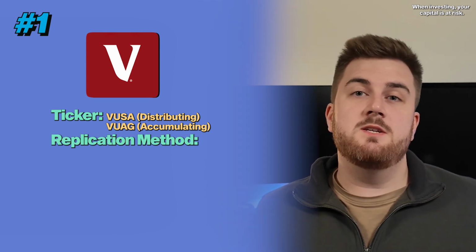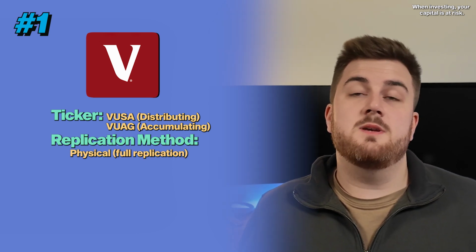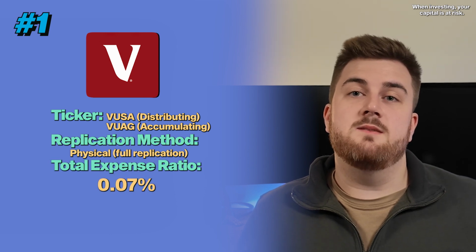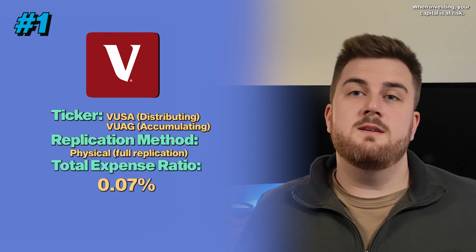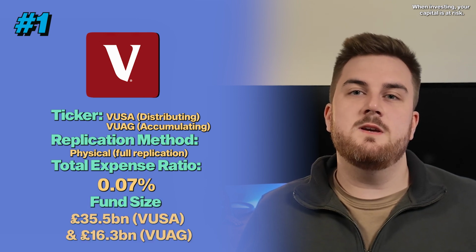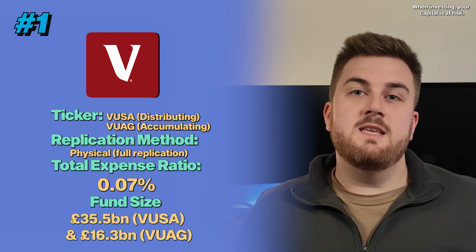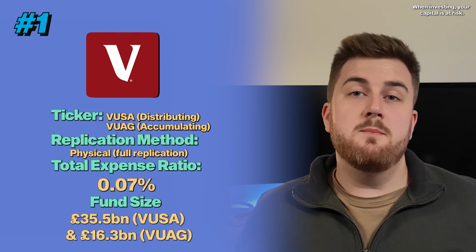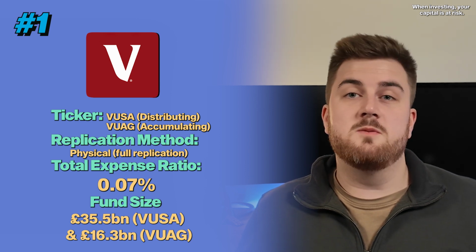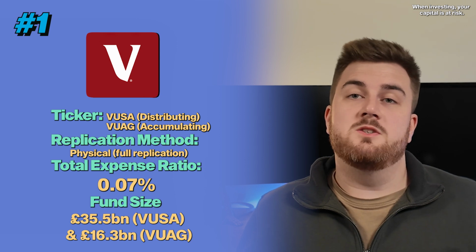It's a physical replication fund, so it directly holds all 500 companies in the index, so there's no synthetic replication or swaps to worry about here. And the total expense ratio is 0.07%, so it is pretty cheap. In terms of fund size, as of making this video, according to Just ETF, the fund size of VUSA is 35.5 billion, and for VUAG, it's 16.3 billion. So these are absolutely huge ETFs. Remember, fund size is not a static amount and changes constantly as a result of stock market performance and the popularity of the ETF. But this is just to give you some idea of how popular and large these S&P 500 funds are.